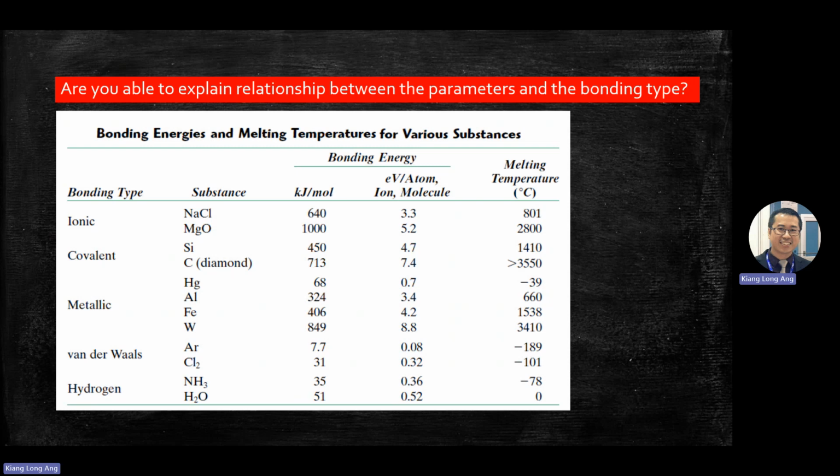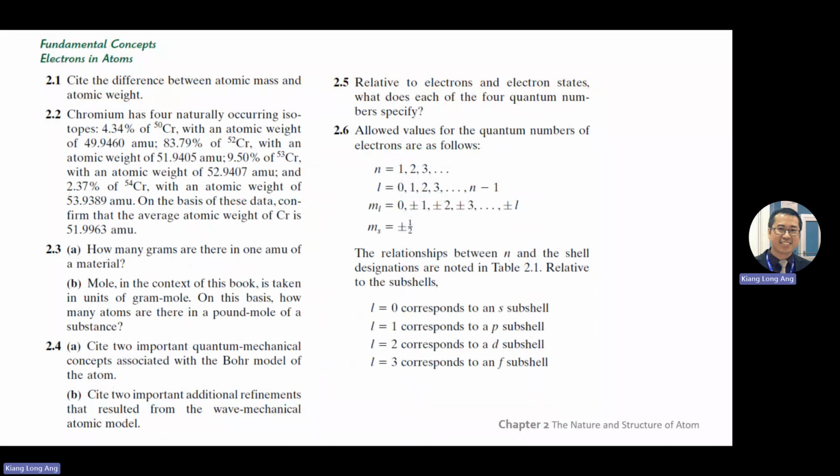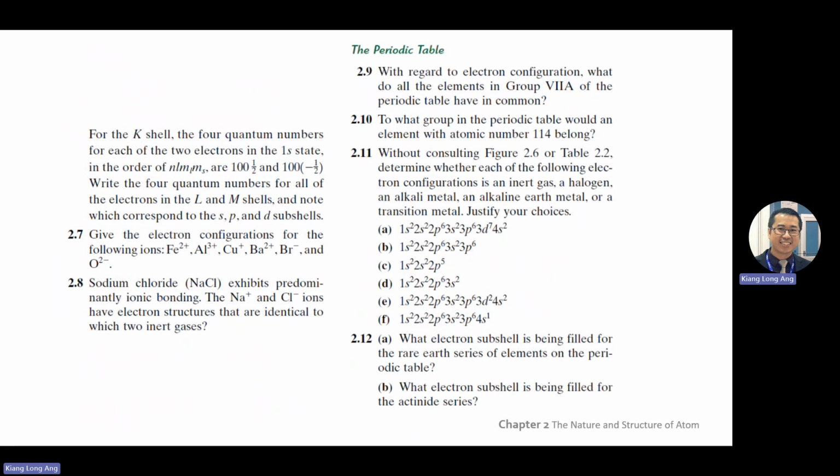So this is also one of the popular questions. The question might be very short. It gives you a table, something like this. Explain why ionic NaCl and MgO have two different values here. The answer is in the slides. These are all example questions that might come out, from 1 to maybe 10 or 12. You can go through them and see whether you're able to answer.